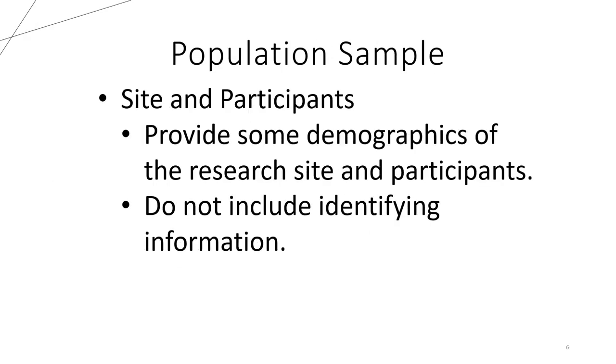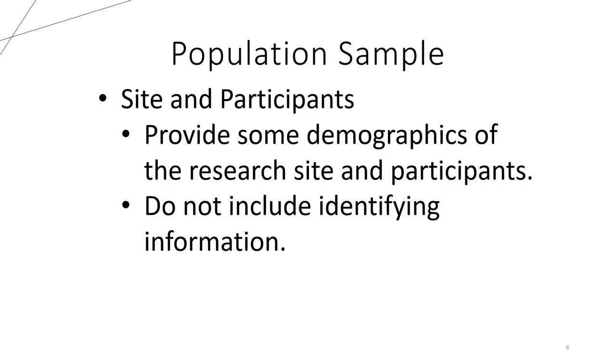Your next subheading will be population sample. In this section, you're going to define a little bit of information about the research site and your participants. Remember, this paper needs to be anonymous. So as you give your information, provide general demographics about the research site and the participants who participated in the study, but you want to make sure that you leave out any identifying information. You don't want to include the name of the school, the name of the district, even the name of the town.